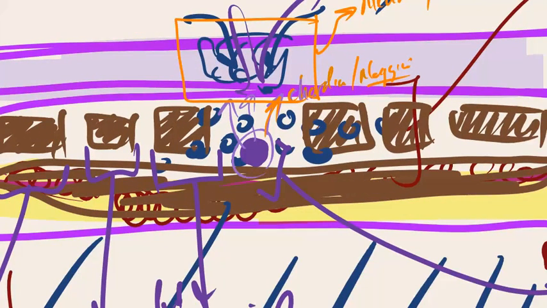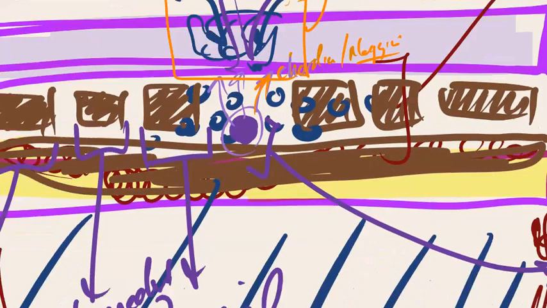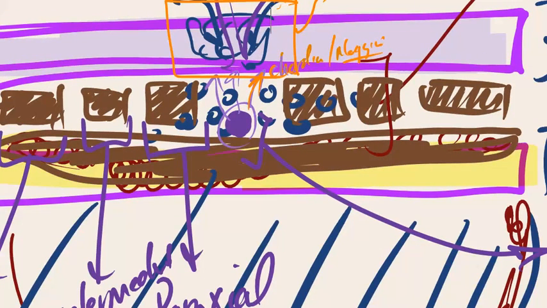Okay, so it's going to be releasing these signals, right? And what's going to happen is that it's going to induce the overlying ectoderm to become your neural plate, right? So then once you form the neural plate, the neural plate is going to invaginate, right? And when the neural plate invaginates, maybe you can think of something like this.